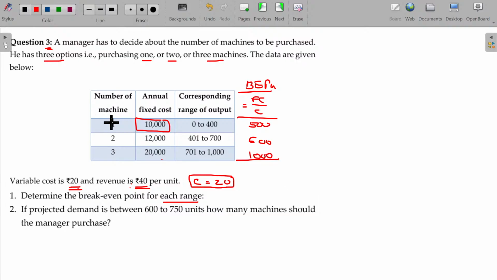Clear? If you purchase one machine, you can produce and sell in the range between 0 to 400 units. If you purchase two machines, you can produce and sell in the range between 400 to 700 units. If you purchase three machines, you can produce anywhere between 700 to 1000. Clear? Now come on, tell me, what do you understand from here?